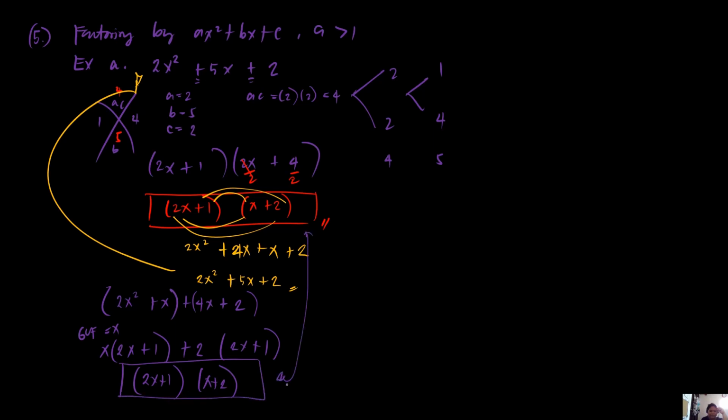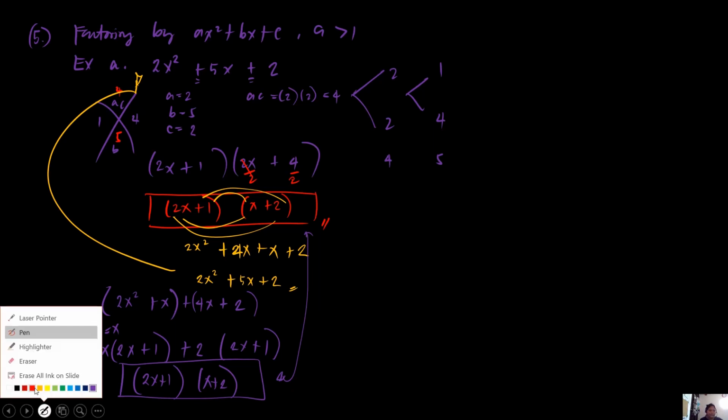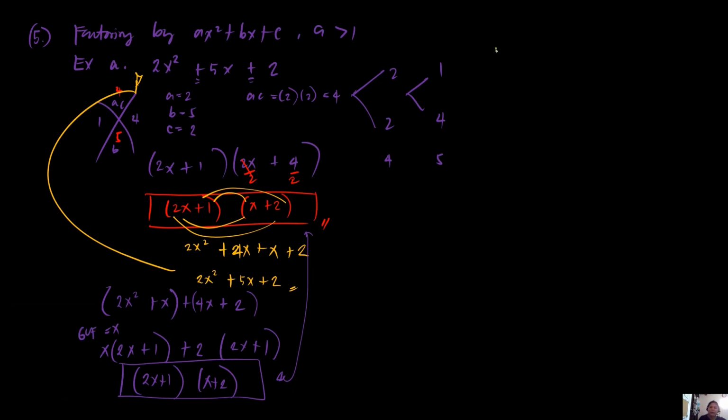Same sila, class. Okay? Next, let's have another example. Let's have letter B: 6x squared minus 23x plus 7. Okay? Let's do the AC method again. Our A is 6, our B is negative 23, our C is 7.